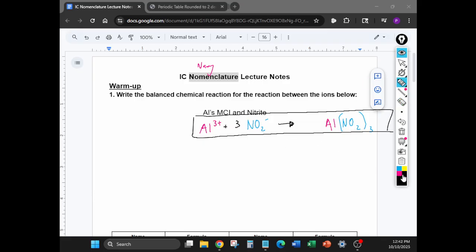Okay, so let's talk about some of the rules for naming these ionic compounds. The first rule is very simple. You always write the cation first, and then you do the anion second. Okay, so cation first, anion second.